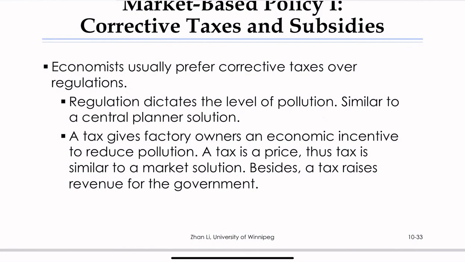Because if you think about command and control, this regulation approach essentially dictates the level of pollution or the type of clean technologies which need to be implemented in different firms. You can consider this kind of regulation approach as a central planner solution, right? So generally, economists prefer the market to the central planner.